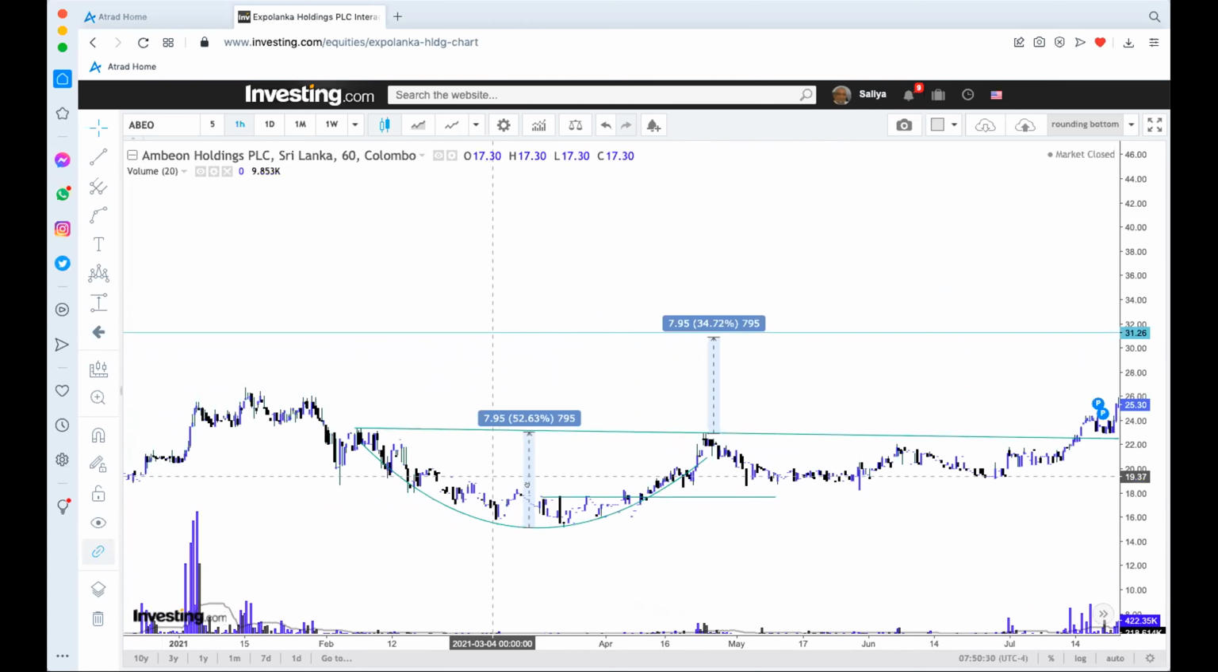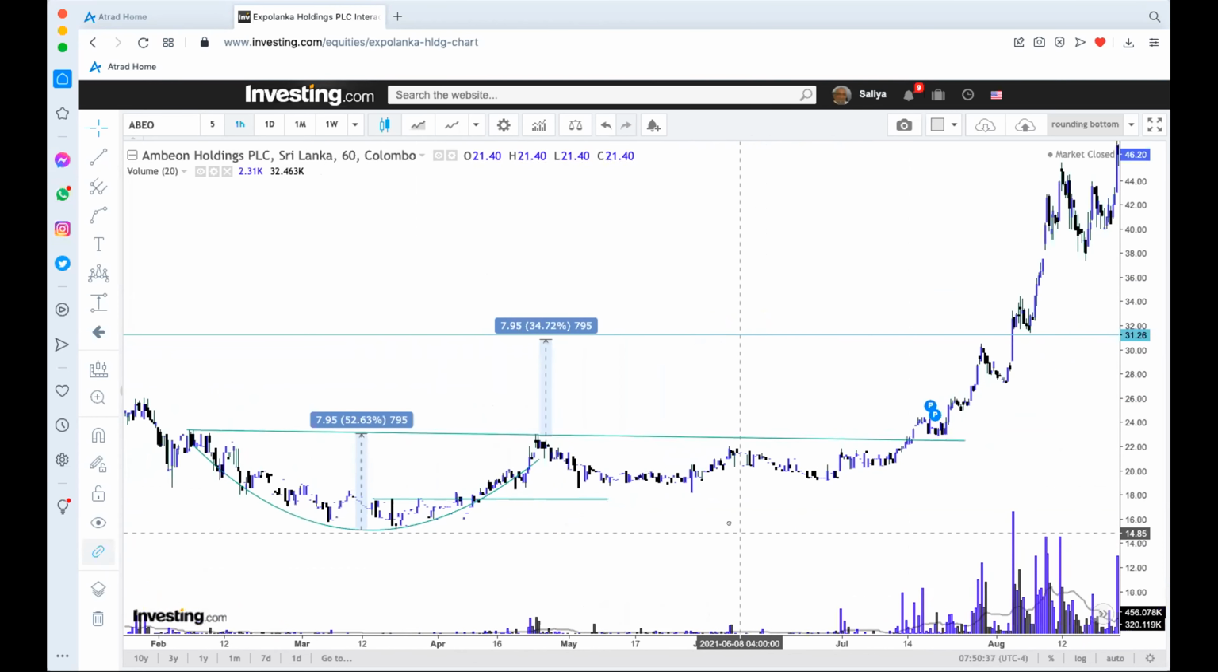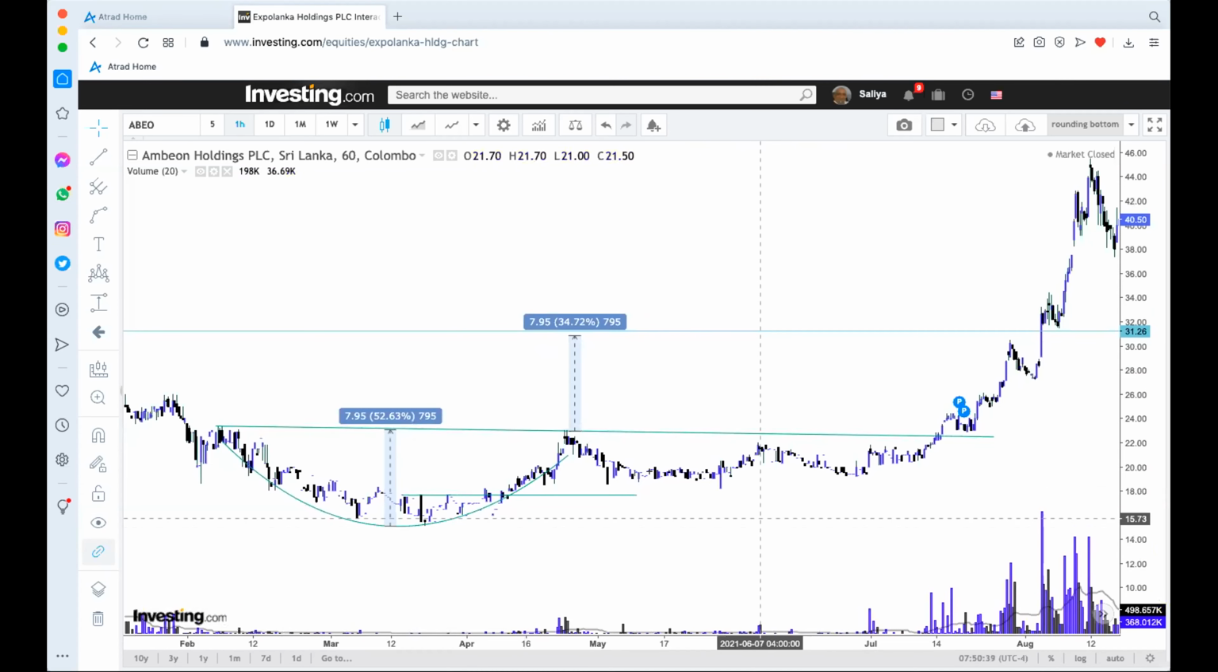So this is how you can see the rounding bottom. Of course, if you had, let's say, missed this area and you have come into this chart at this level or this level, you can see the same story here. Rounding bottom, here also rounding bottom, right? So from this itself, you can see that in many instances, a rounding bottom can happen.